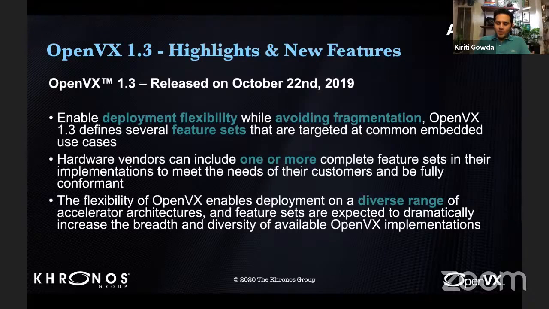fragmentation. So what I mean by that is as an API grows, as an API or any library grows, you add more and more functionality to it. So what it does is it changes the perspective of adopters. So let's say you're an adopter who's only interested in machine learning, and you have to implement OpenVX.